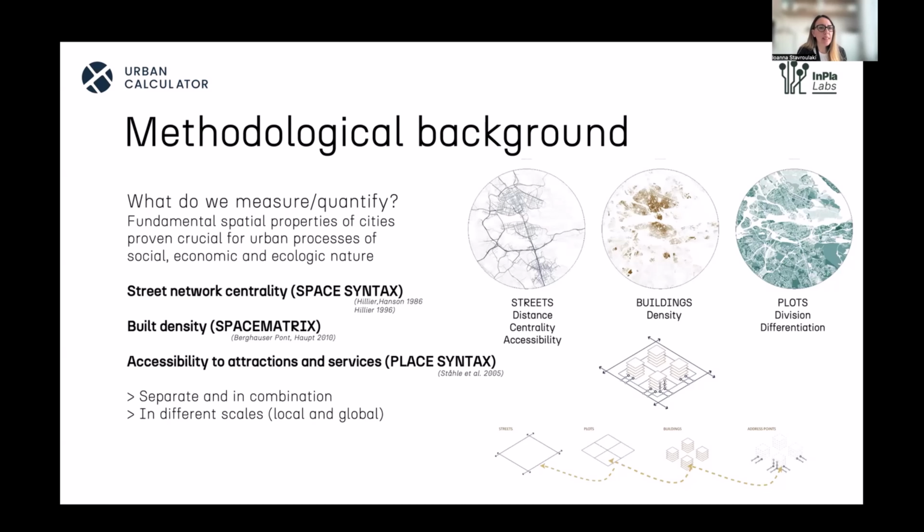We talk about built density, and there we draw from the space matrix method. And we also talk about accessibility to attractions and services. And there we draw from the place syntax methodology. And this we quantify and we measure separately, but also in combination. And in different scales, local, city scale, and regional scales.